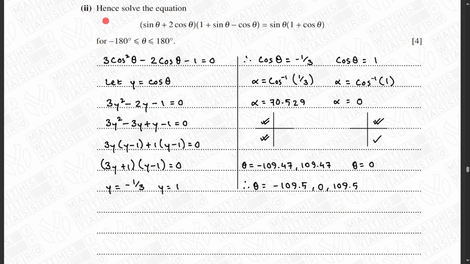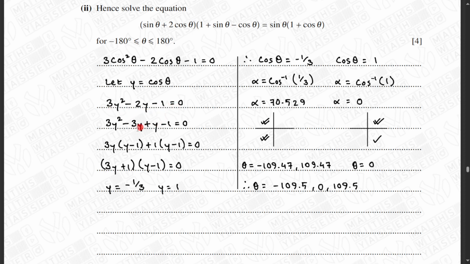Part 2, it says, hence solve this equation. So we know that this equation can be expressed as 3 cos squared theta minus 2 cos theta minus 1 equals 0. And we can also see that it's a quadratic equation. So let's make it simple and consider y to be cos theta. So we can rewrite it as 3y squared minus 2y minus 1 equals 0.